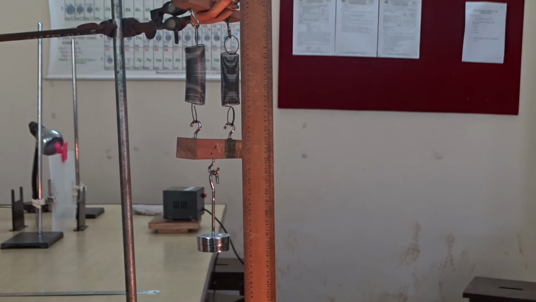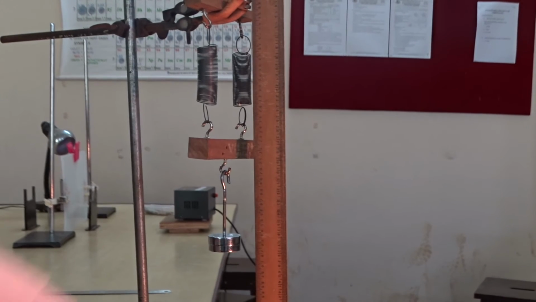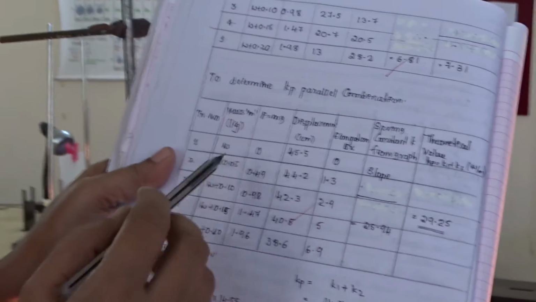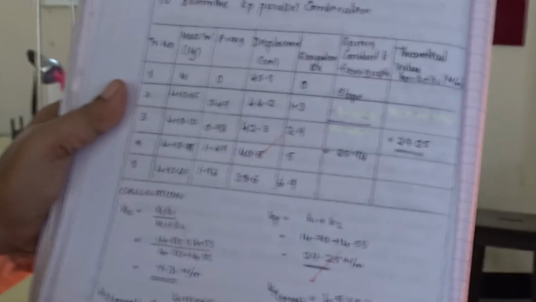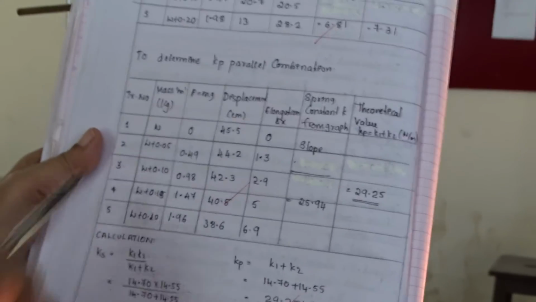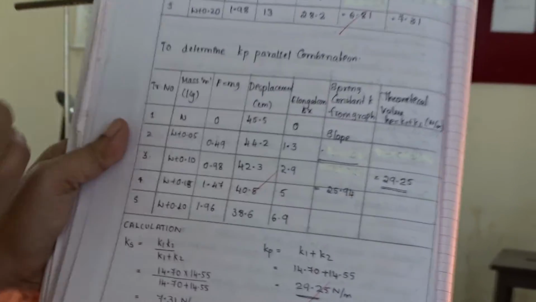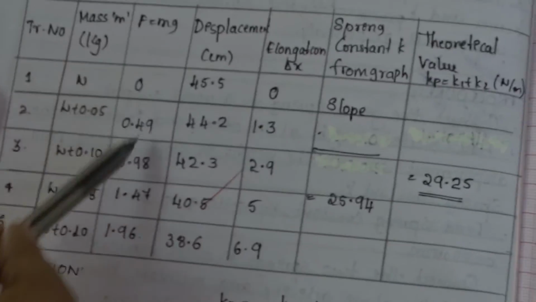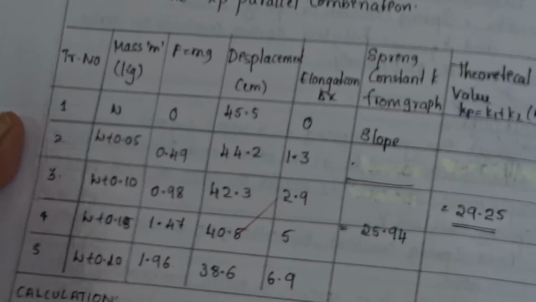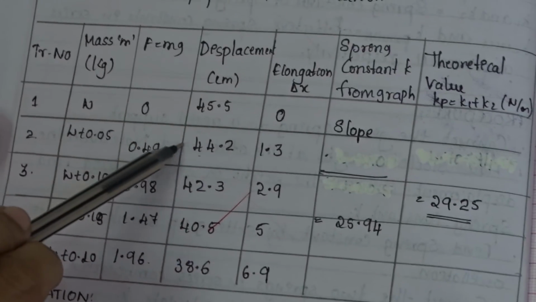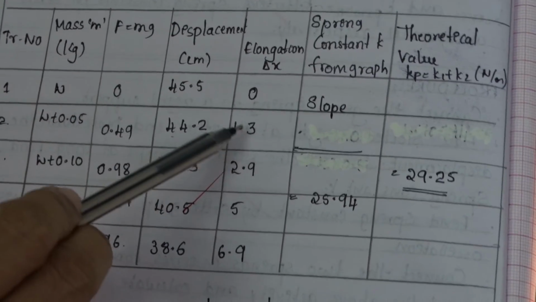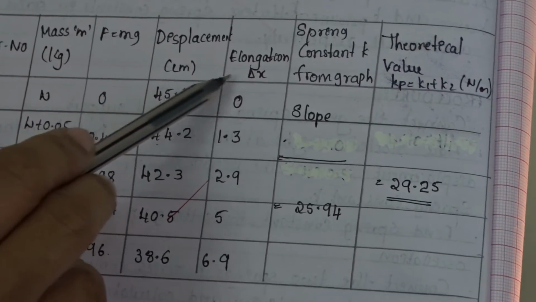Next we will go for the calculation part of series combination or parallel combination. For any one combination I will show the calculation part. Say for example, parallel combination. Mass is the same as that of individual springs. This force column is also the same. Displacement you are writing from that scale. Elongation: subtract all these values from the first value, you get elongation in centimeter.